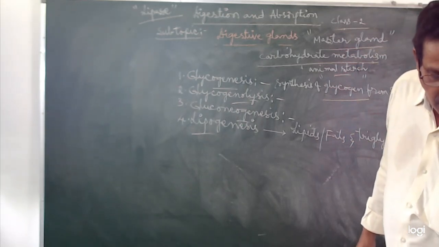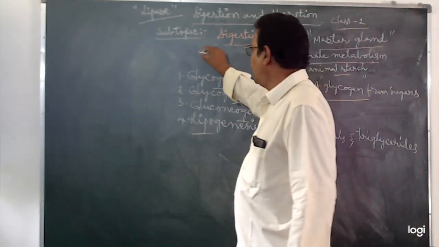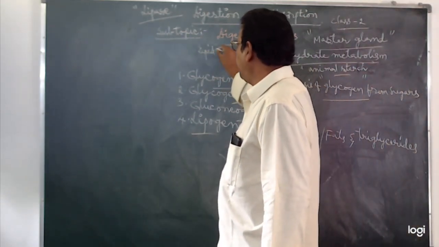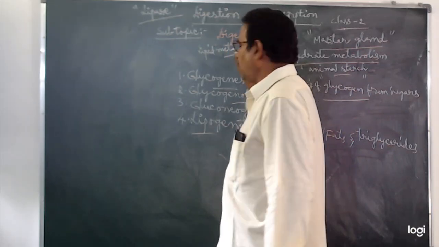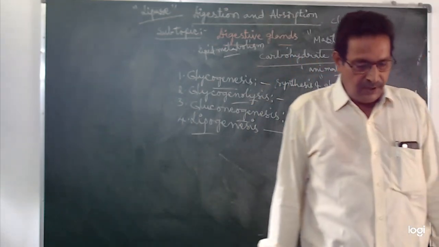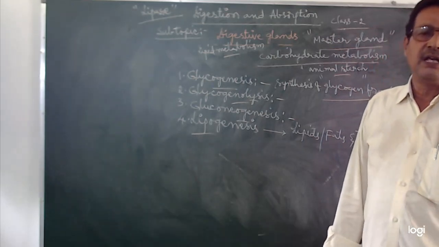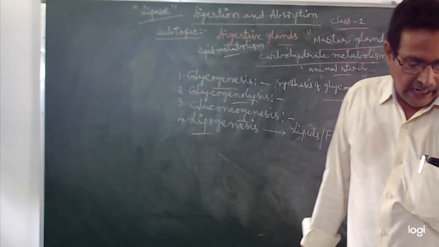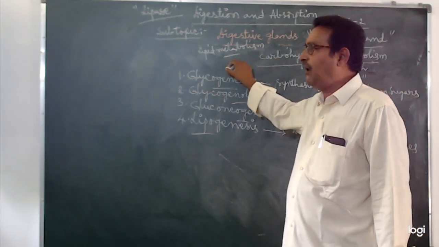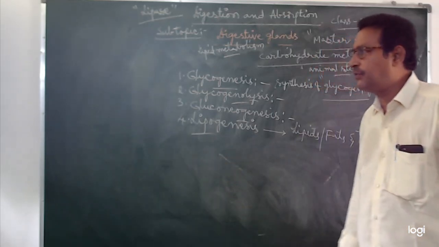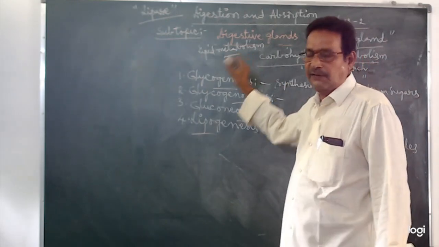And then the role of the liver in lipid metabolism. There are two responsibilities. One is synthesis of cholesterol and the other is production of triglycerides. Synthesis of cholesterol and synthesis of triglycerides. These two functions are also concerned with the liver.